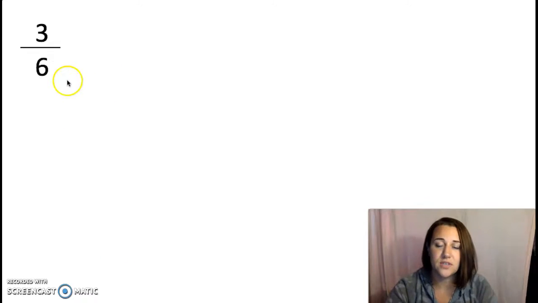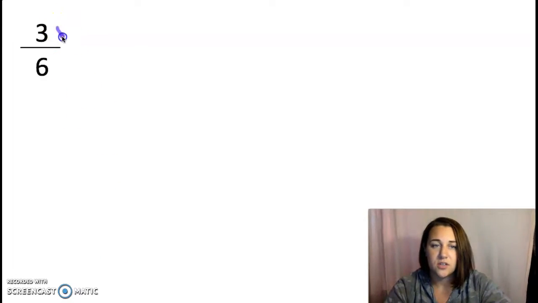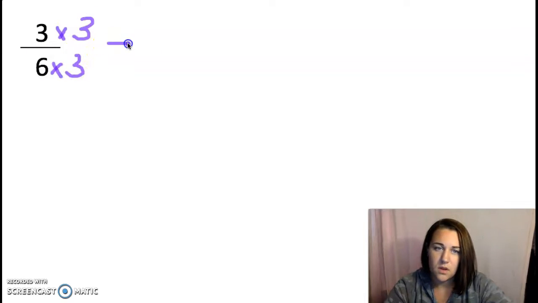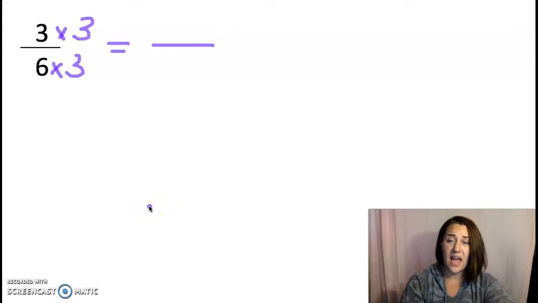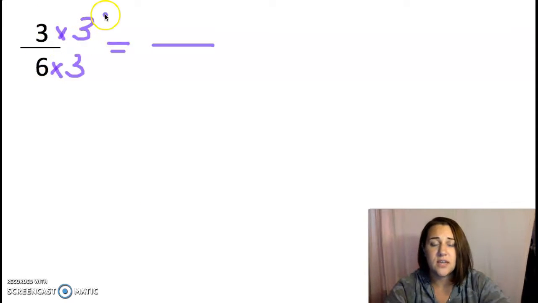Okay, so now we have 3/6. Again, we're going to use multiplication. So I'm going to put my multiplication sign, and I'm going to multiply by 3 this time. So I'm going to put 3 up here, and whatever I do to the top, I have to do to the bottom. Make my equal sign, and I make my fraction line. Now I can actually multiply. I'm all set up and ready to go. So I have 3 times 3.